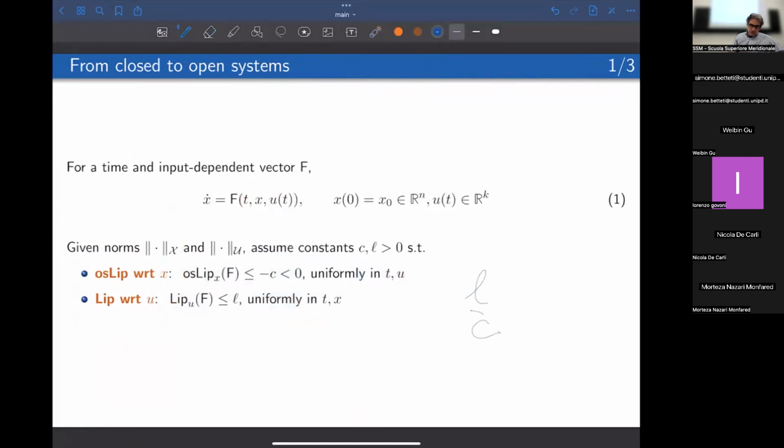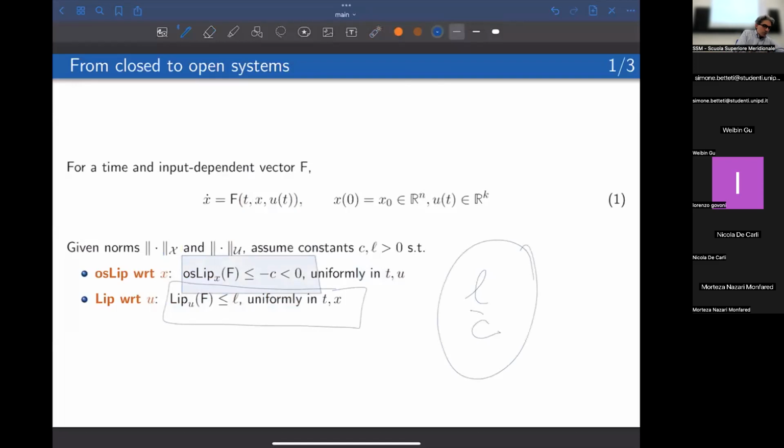L over C: L is how large is the impact of the input, divided by how stable is your system. If your system is very stable, the denominator is very large, and then this effect is small. Or if you keep C fixed and you imagine a very large L, if your input is generating a lot of variations, of course then L over C will be larger. So the size of the ultimate distance between the two trajectories grows proportionally with L and decreases inversely proportionally to C.